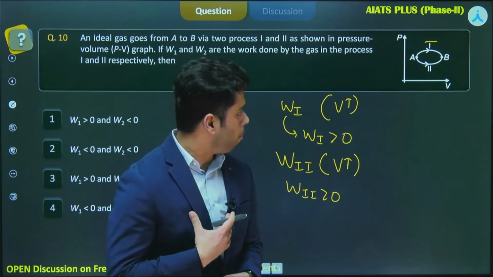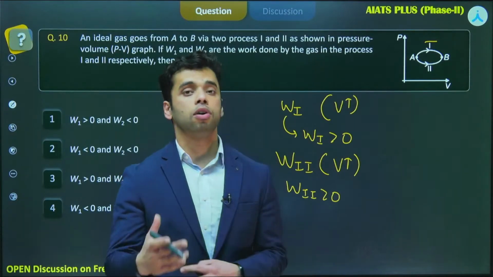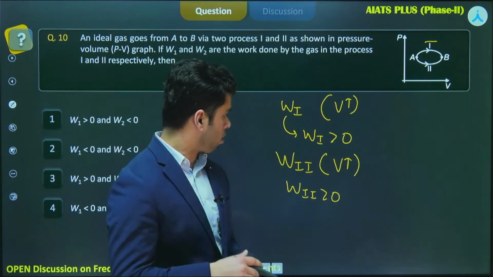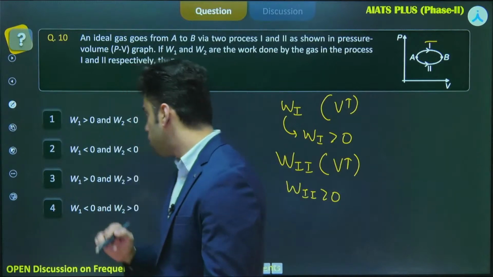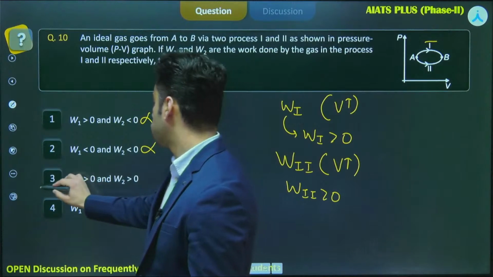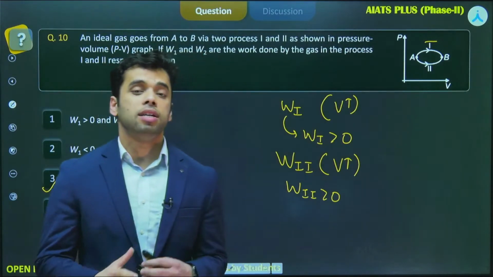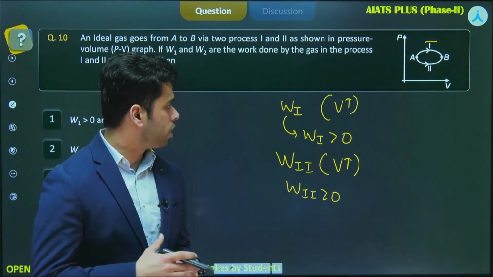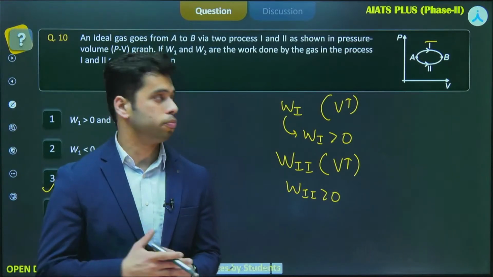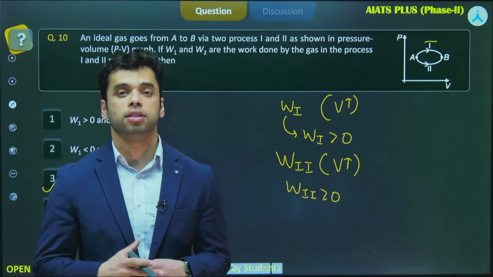Now my question to you is which one is greater, the work done in process 1 or the work done in process 2? Just comment your answer in the comment box, which one is greater, W1 or W2. Till then I'll find the right answer for you. So this one is wrong, this one is also wrong, this one is right, and this one is also wrong. So please put down the answer in the comment box, which one is greater, work done in process 1 or the work done in process 2. Anyone can comment the answer in the comment box. I'm waiting for your answer.